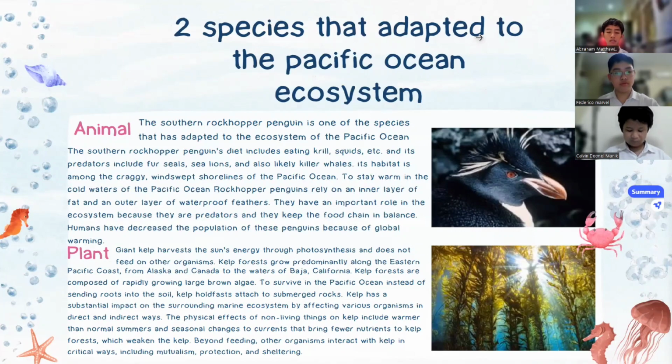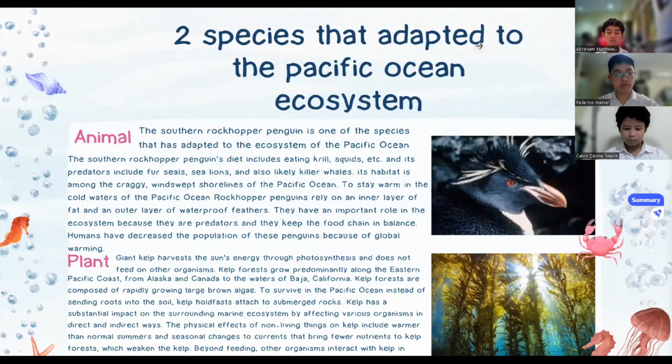Its diet consists of eating krill, squid, and so on. The predators of this penguin species are fur seals, sea lions, and also likely killer whales. Its habitat is among the craggy, wind-swept shorelines of the Pacific Ocean.